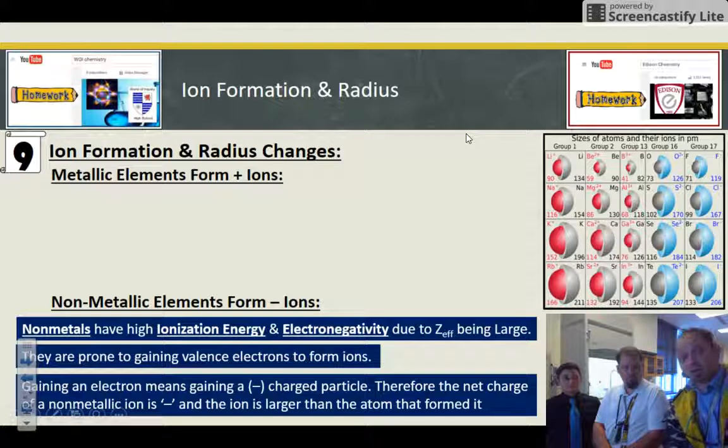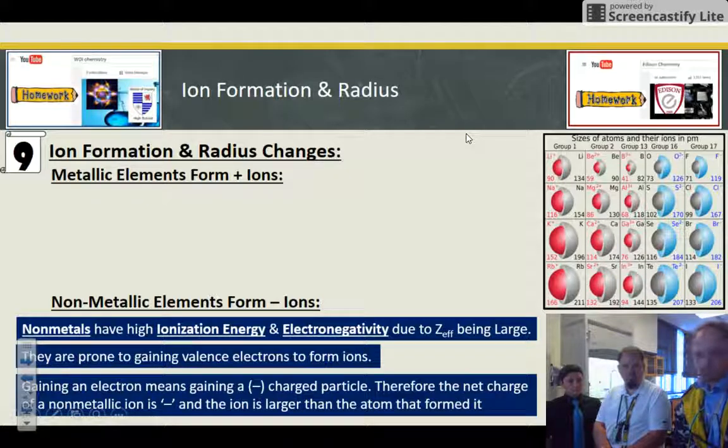So metals get smaller when they lose their electrons. Nonmetals get larger when they gain up somebody's electrons. That sounds like a good way to remember it. And I think that we might be done.